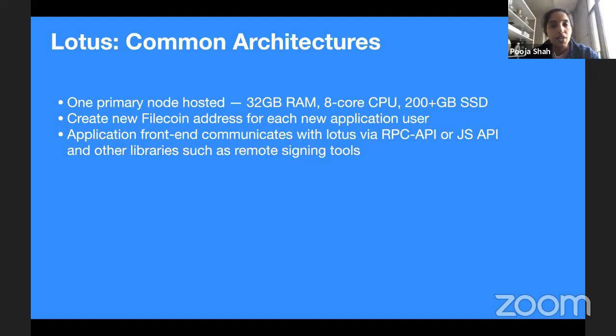And then for every new user of your application, you could do something like creating a new Filecoin address for each user, and your application front end could communicate with that node via one of the various API libraries. There are also other libraries like remote signing tools, so that you could allow your users to have control over their address and send funds from their address if they wanted to, without having to have each of them run a Lotus node themselves.